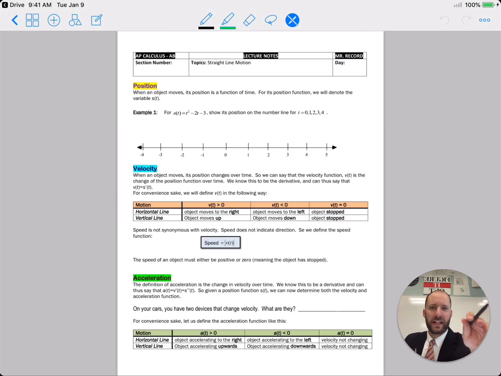So in this class, we're going to look at what's called straight line motion. An object or a particle moving on a straight line. So it only exists on that one-dimensional line, moving back and forth. But if you plot the object's movement over time, you could create a curve. So position is one axis, time is another axis, okay?